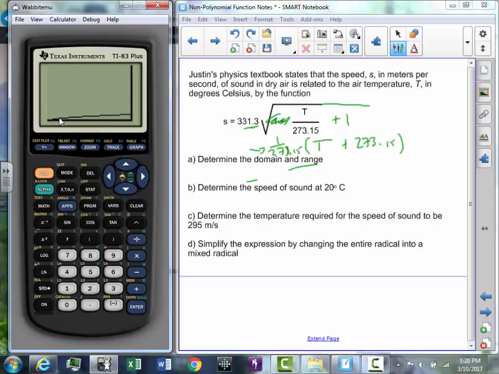And as the temperature increases, right? Now these are all temperatures in the negatives. This is negative 20, this is negative 40, this is negative 200. As the temperature increases, the speed of sound increases. I'm running out of time.